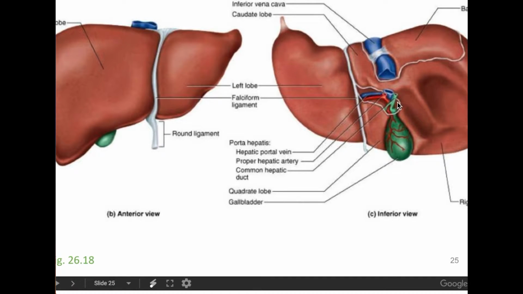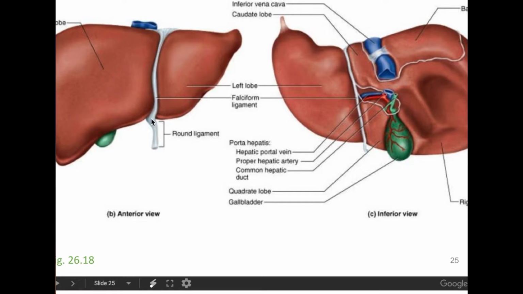If you flip it over and look at the back, you'll see here this is the inferior vena cava, and this is the gallbladder where bile is stored. And between this fissure right here and the gallbladder is the quadrate lobe, and between this fissure and the inferior vena cava is the caudate lobe. However you remember those two, I don't know, but I just always remember somehow that the quadrate is next to the gallbladder.